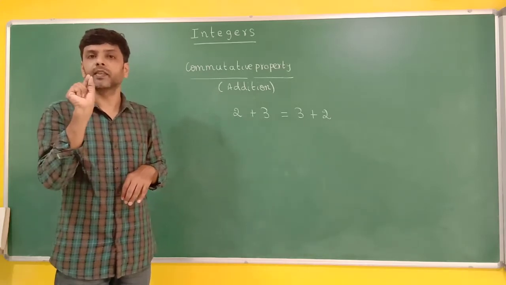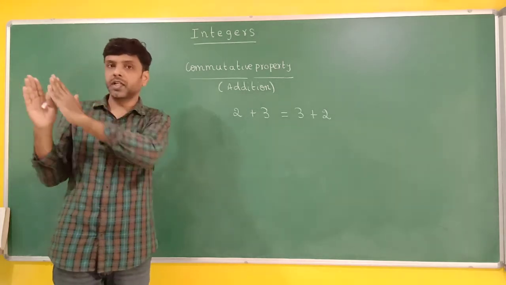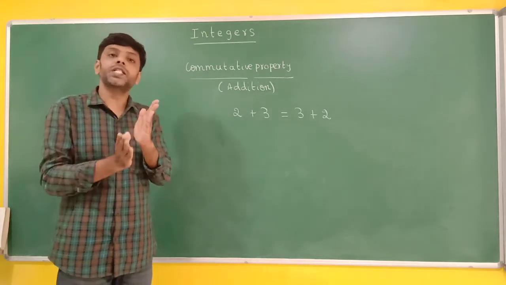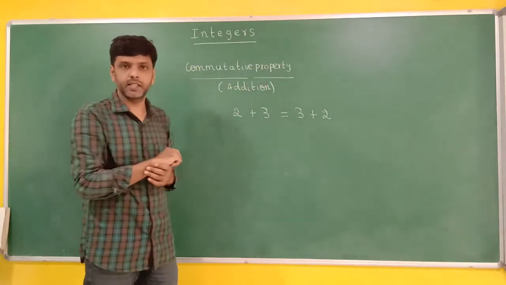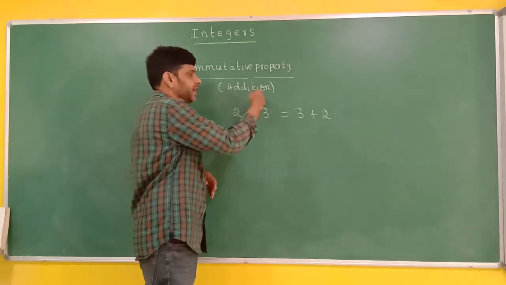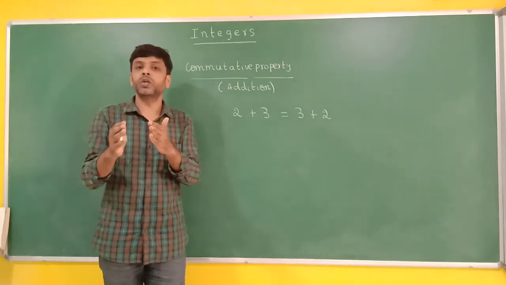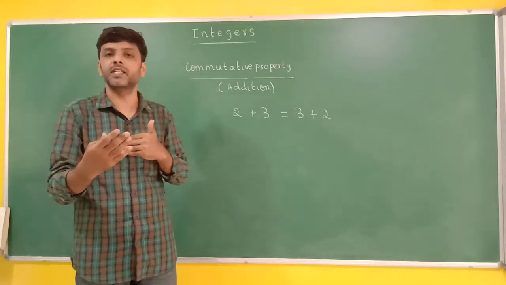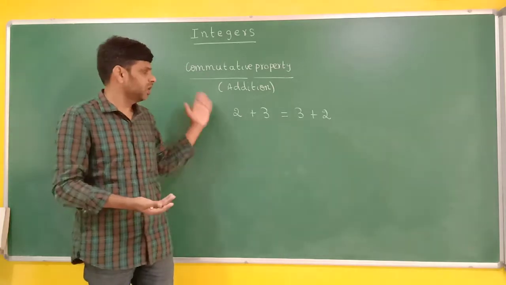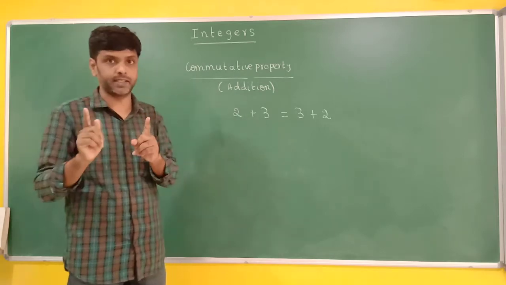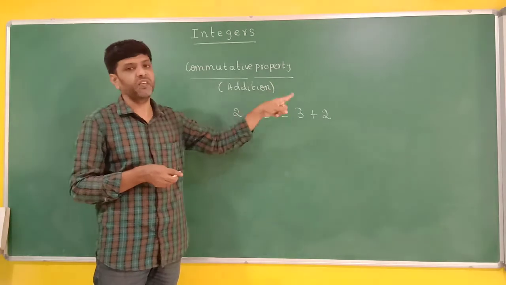Order. What is the meaning of order? First, second, third, fourth, that is called order. Now here I changed the order. First number I sent to second place. Second number I sent to first place. In our classroom also we will be changing the places of students. A student who is in the first bench will be sent to the second bench, and who is in the second bench will be brought to the first bench. So we are changing their order. Here also we are changing the order of numbers. First number went to second place, second number came to first place.